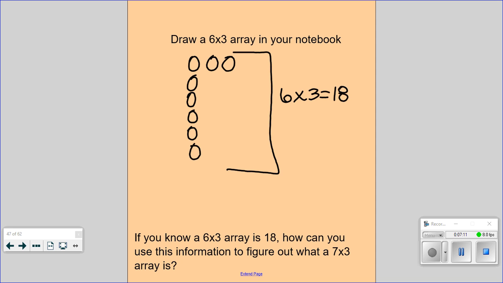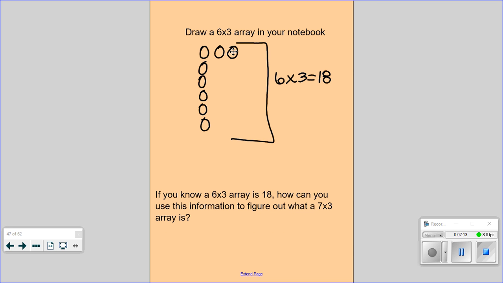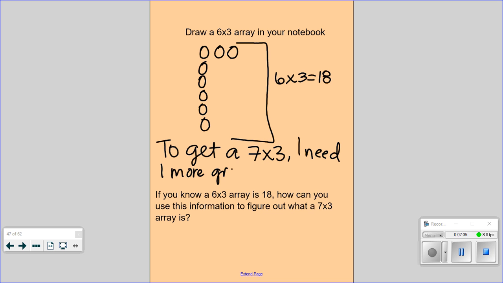You have to add one more to the one on the side. Yeah, let's write that. To get a 7x3, because that's what we're doing. We're trying to get to a 7x3. I need one more group of 3.